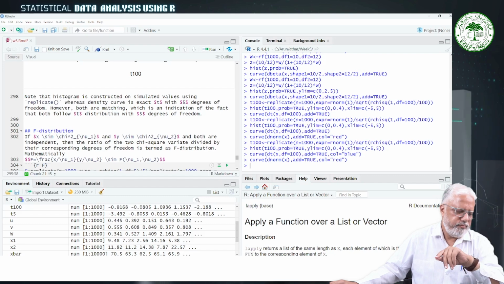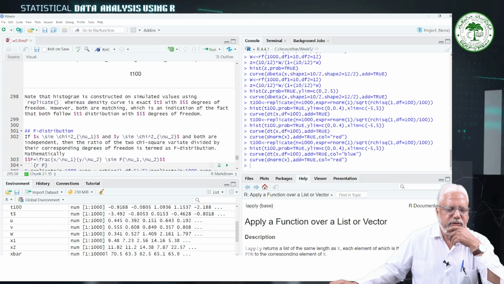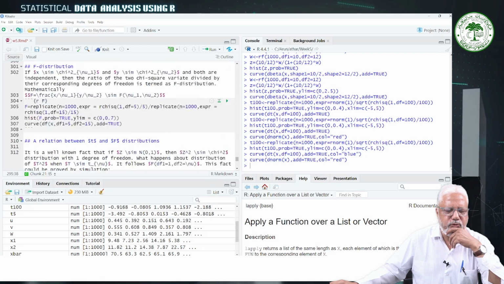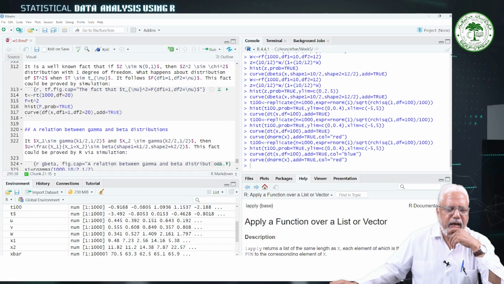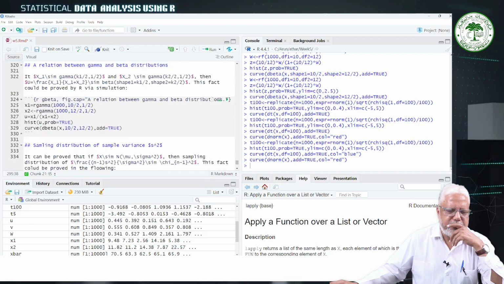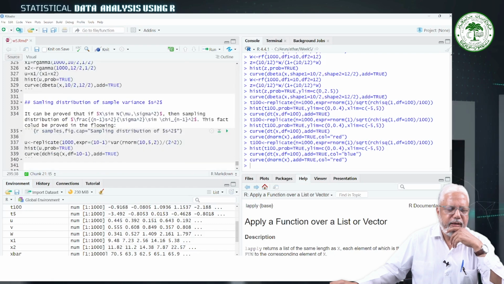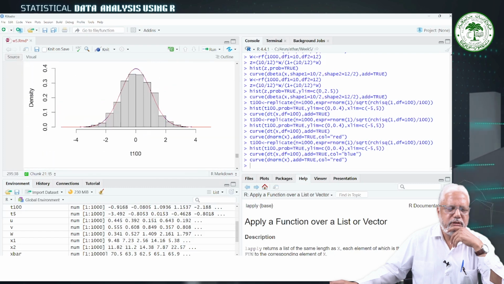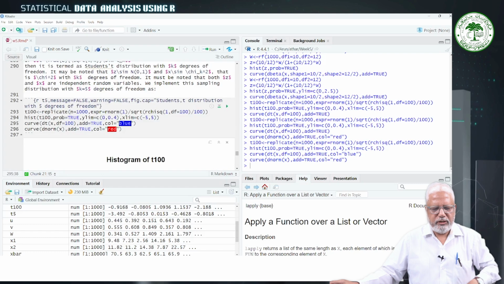Now, in my tomorrow's talk, I shall talk about F distribution and its relation with some other distributions, the relation between T and F, and a relation between gamma and beta, and the sampling distribution of S square, etc. So these things I shall talk about in my tomorrow's lecture. So that's all for today.